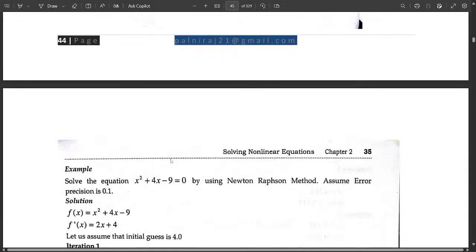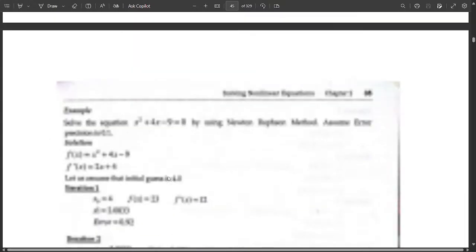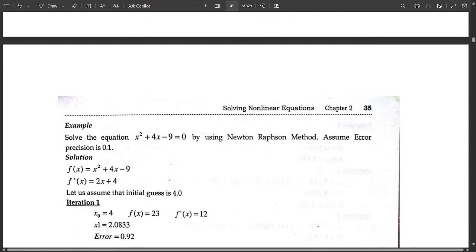Okay. So let's try to do this code. There is mathematical code. So let's do the program.